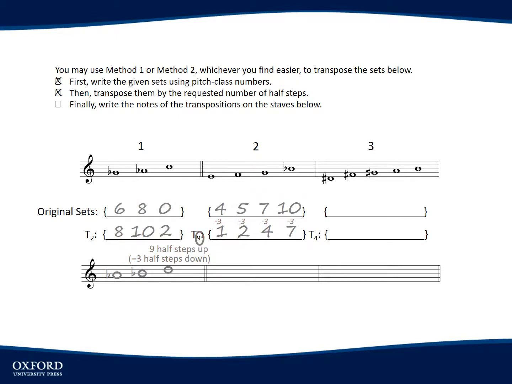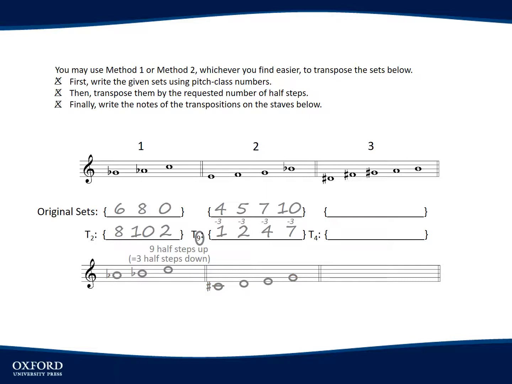The final step is to put those pitch classes on the staff. Pitch class 1 is C sharp or D flat, 2 is D, 4 is E, and 7 is G. Notice that I chose arbitrarily to put these pitches in the middle C octave, which makes the transposed set appear lower than the original. It doesn't matter what register you choose in set theory, our answer is still T9 no matter what octave we choose. Now we're finished with problem 2.